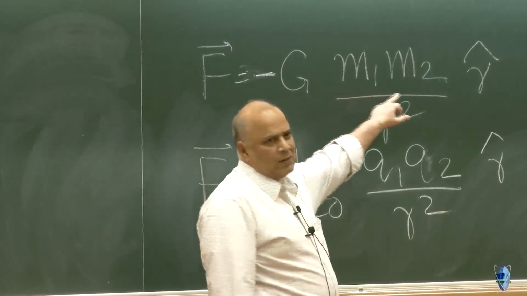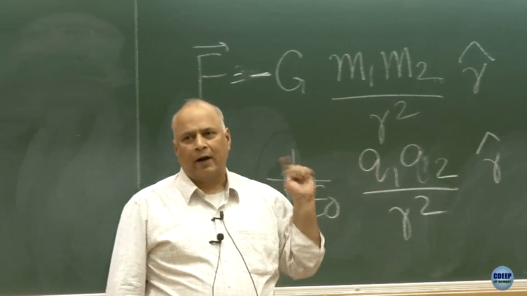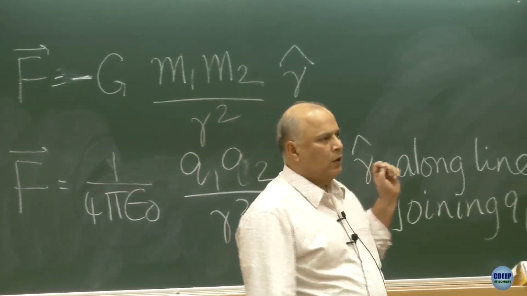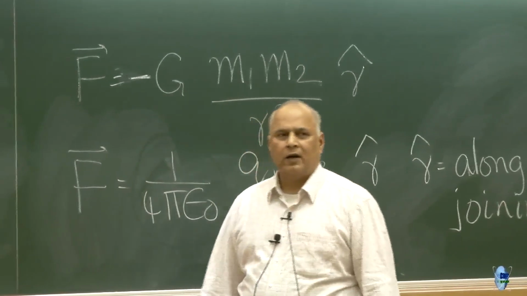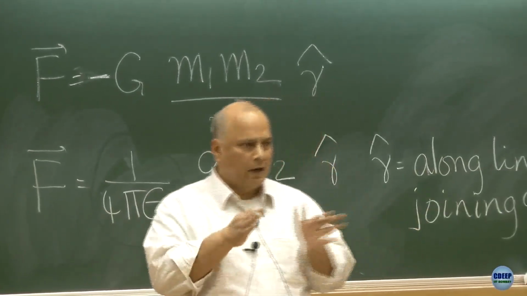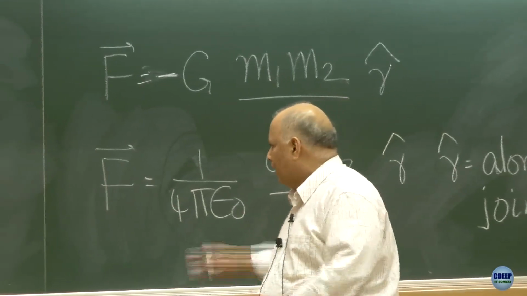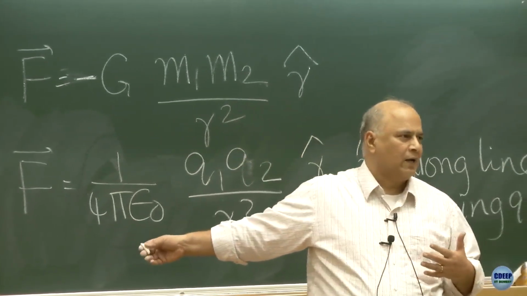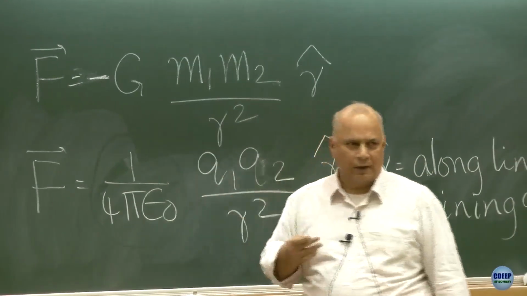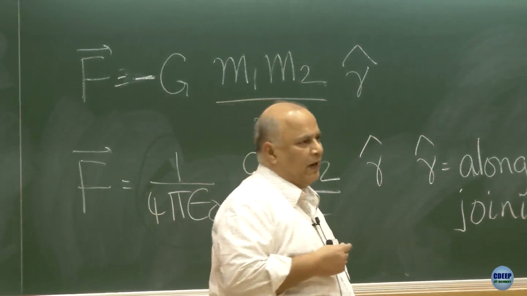Here, masses are always positive, which means the gravitational force is always attractive. Whereas we know charges can be positive or negative, which means that this electrostatic force can be attractive between unlike charges and repulsive between like charges. And in Coulomb's time, that was just a mathematical curiosity that masses are always positive, but charges can be positive or negative. But then next, Faraday introduced the concept of electric field.